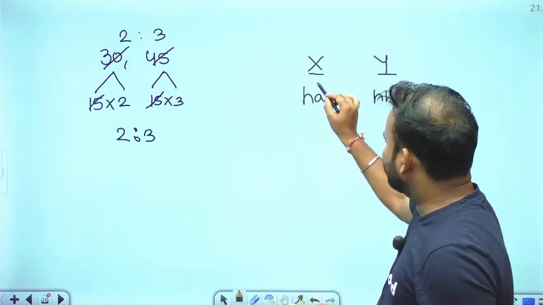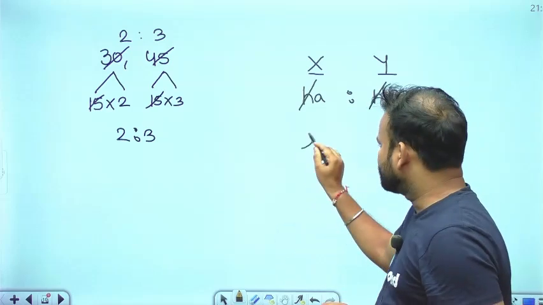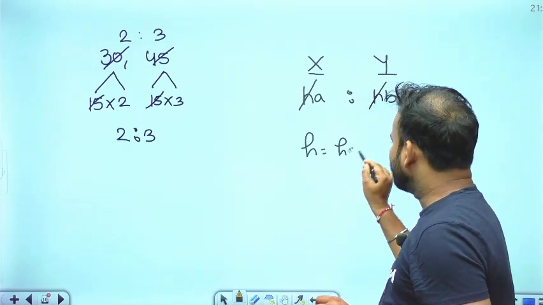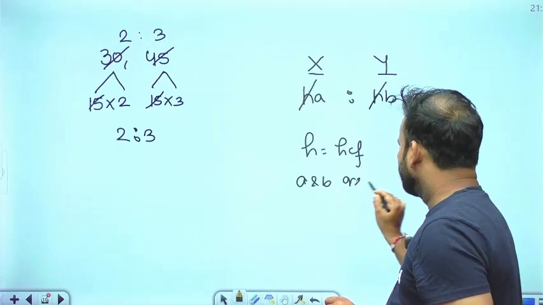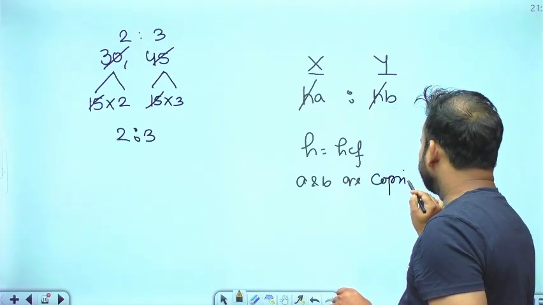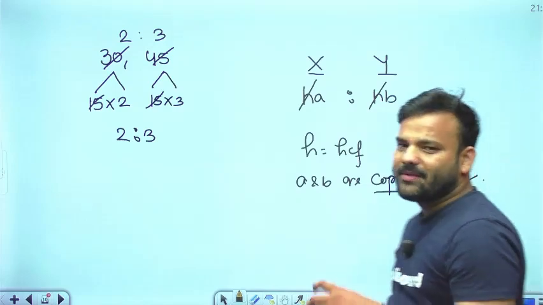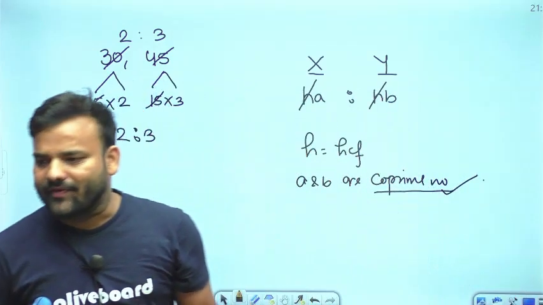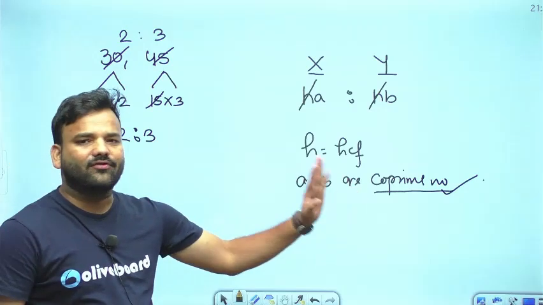H is the highest factor which is eliminated, and A and B become the ratio. So what is H here? H is the HCF of both the numbers, and A and B are co-prime numbers. Is it clear, everyone? A and B are co-prime numbers. What is co-prime? They do not have any common factor other than 1. Is it clear? So any number can be represented in this form.